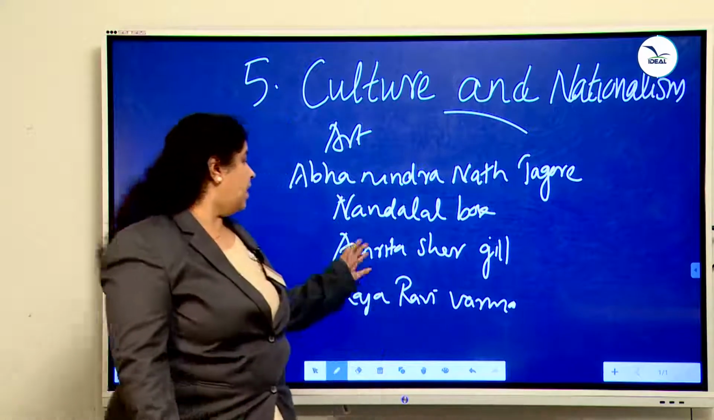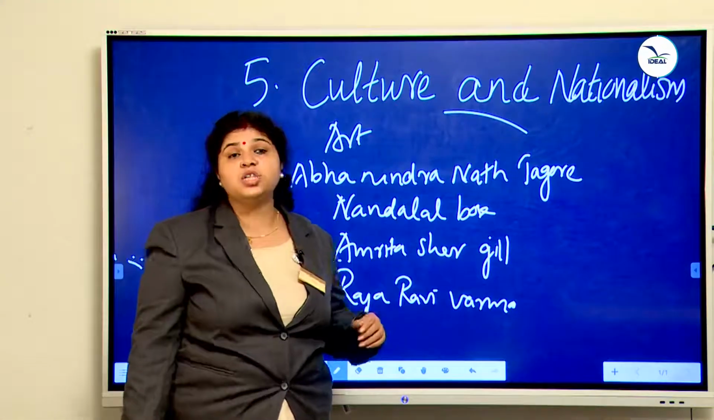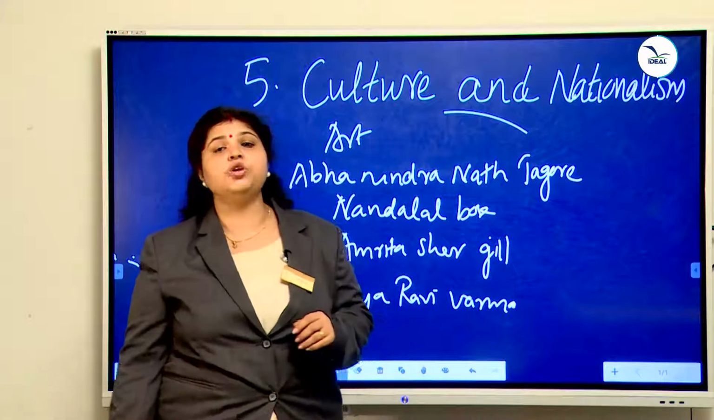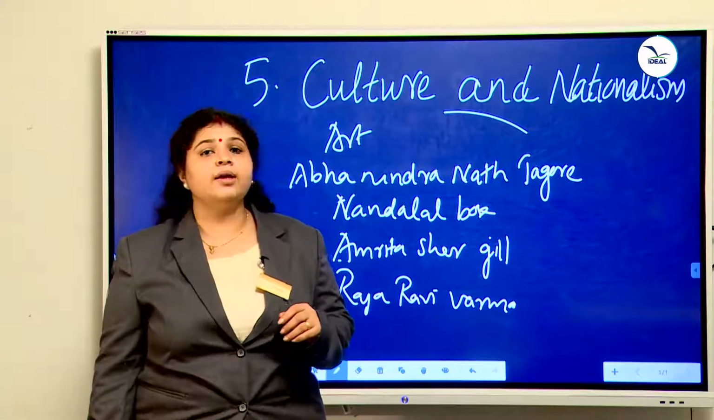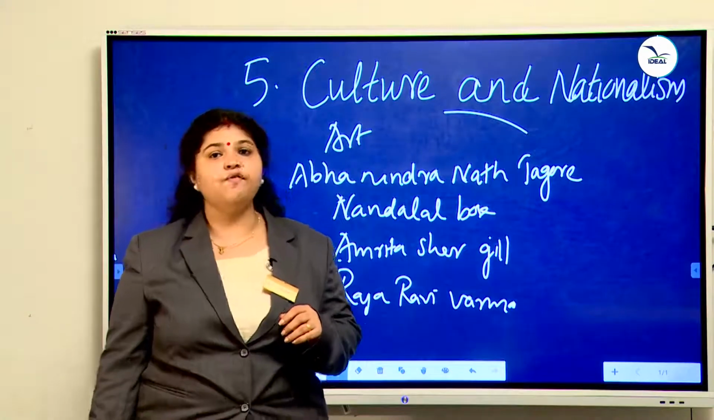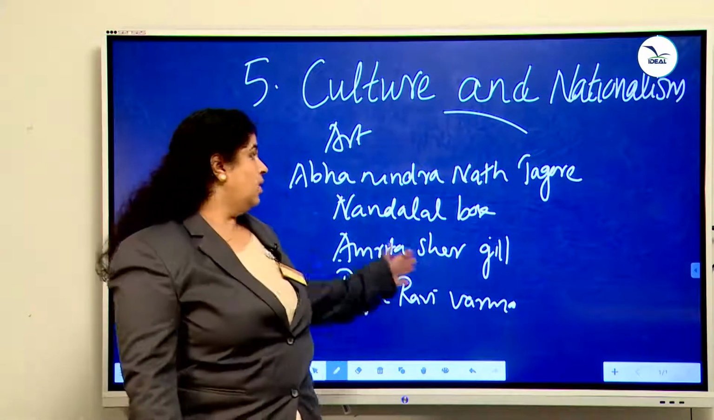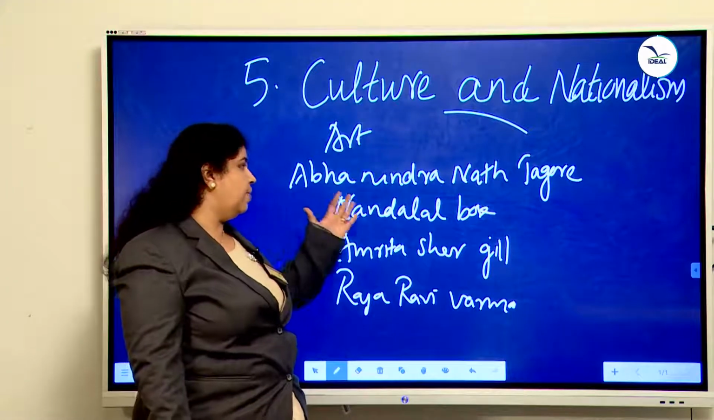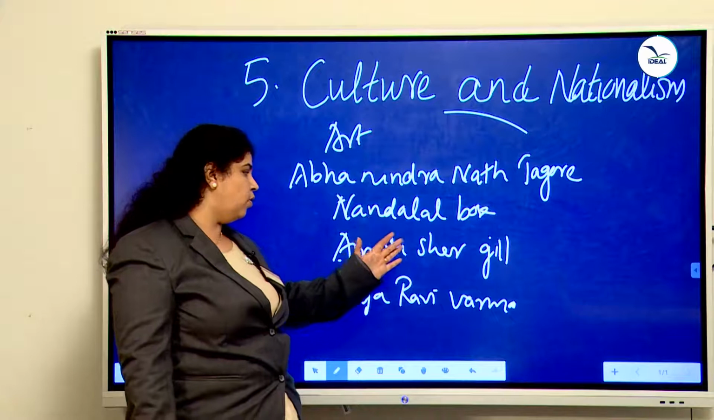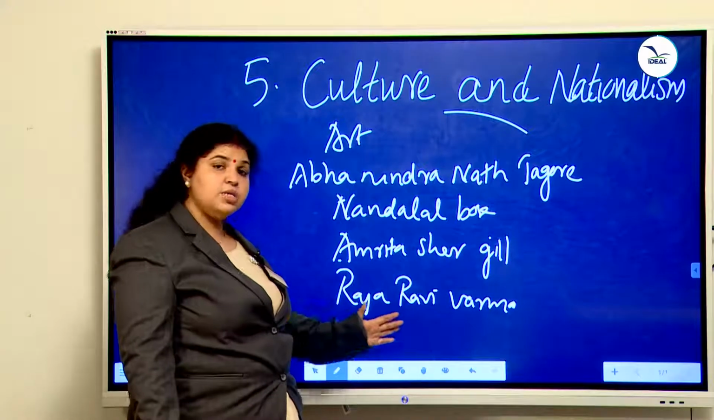Then another great painter was Amrita Shergill. She picturized a group of Indians in dark shade. It expressed the condition of Indians under foreign rule. So in this part we learned about the four great painters: Abanindranath Tagore, Nandalal Bose, Amrita Shergill, and Raja Ravi Varma.